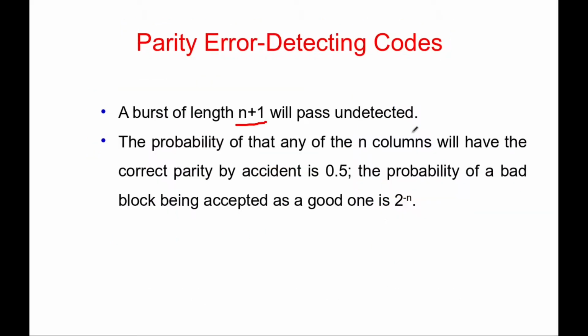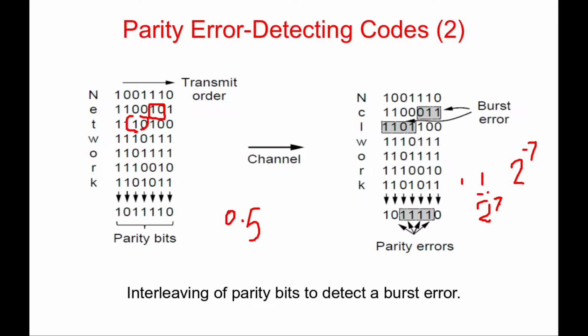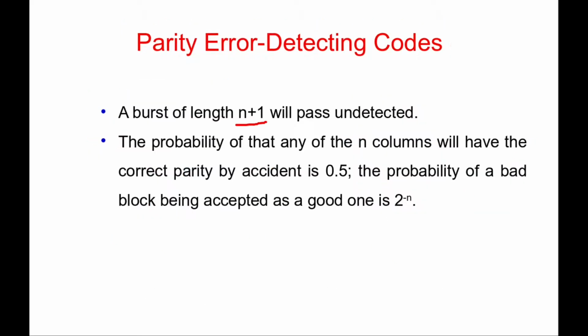In any case, if there are, let us say, n columns, then the probability of a complete bad block, where there were multi-bit errors, being accepted as error free is as given here. When there were 7 columns, that was 2 raised to minus 7, and when there are in general n columns, that probability will be 2 raised to minus n. That means as we go on increasing the number of columns, the probability becomes increasingly smaller. That means this is a very good method of detecting errors properly.